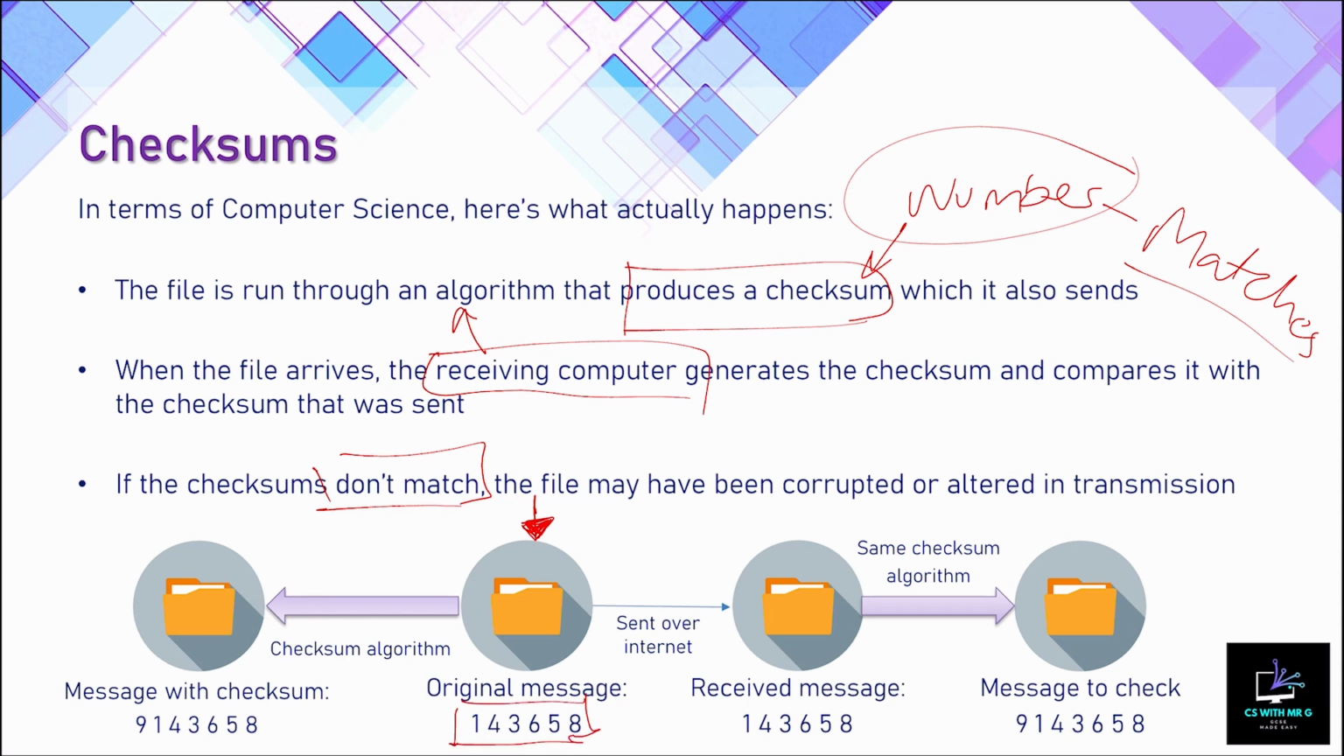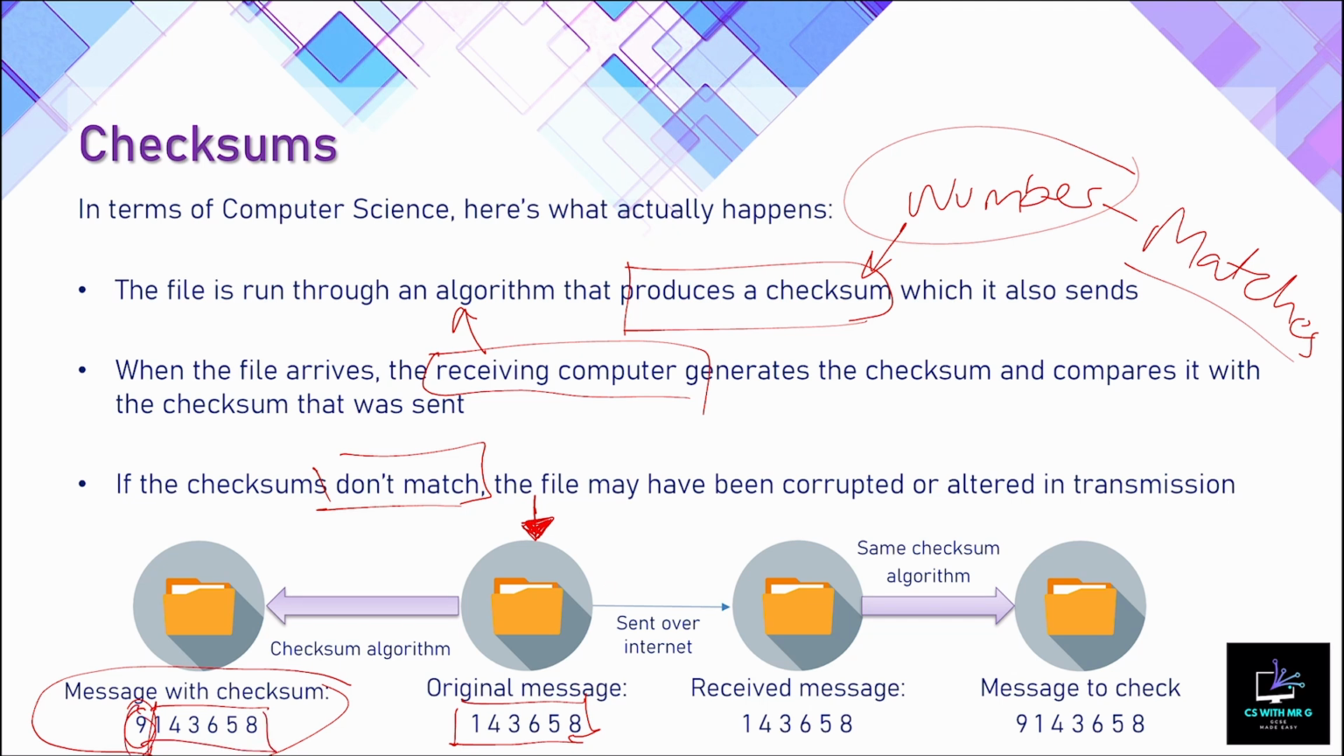Now this number, like I said, goes through a set of instructions. It might be to add all the numbers up and divide them by a certain number, but either way, a number is produced. Now in this example, the algorithm produces the number 9. So the number 9 is produced from some instruction that this number goes through. So as you can see, the message with the checksum is 9143658. The computers will know that this is the data and that this is the checksum.